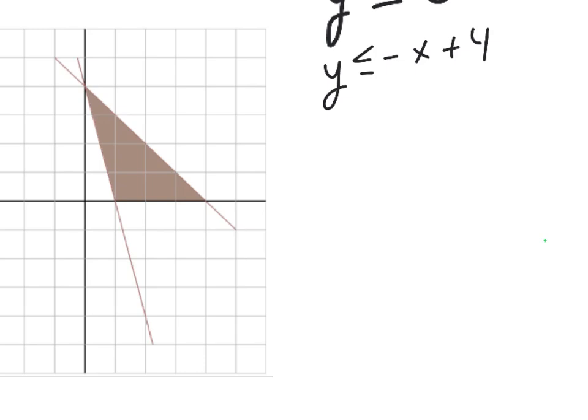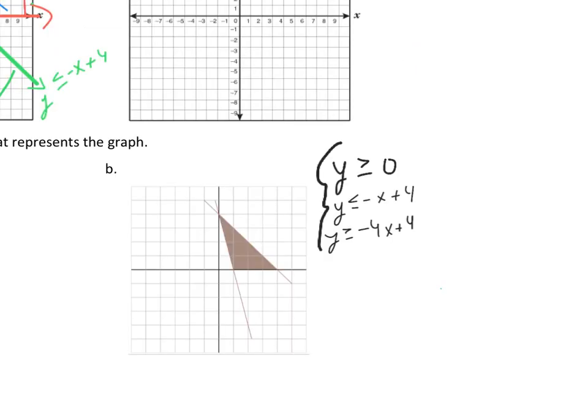And then we need to start with our y. This line here is definitely not shaded below, so it's shaded above. And above means greater than, and it's a solid line, or equal to. So our final answer for letter B is that we have the system of inequalities. y is greater than or equal to 0, y is less than or equal to negative x plus 4, and y is greater than or equal to negative 4x plus 4.